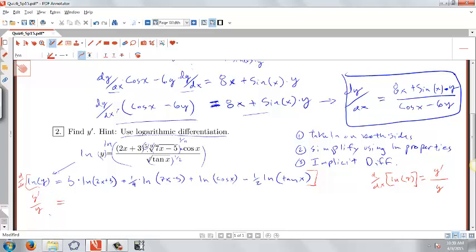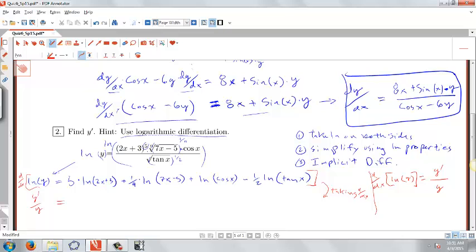I never want to see you with a natural log of y over here and then some derivative stuff over here. We are now taking the derivative. We are taking the derivative in this step. That's what we're doing right here.